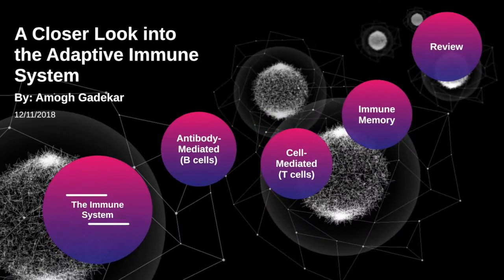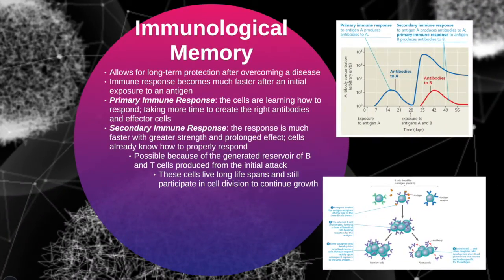And now, an important part of the immune system is the immune memory. It's really important because this allows for long-term protection after overcoming and defeating a disease. And really, an immune response becomes much faster after an initial primary immune response. When the cells are still learning how to respond, it takes them time.